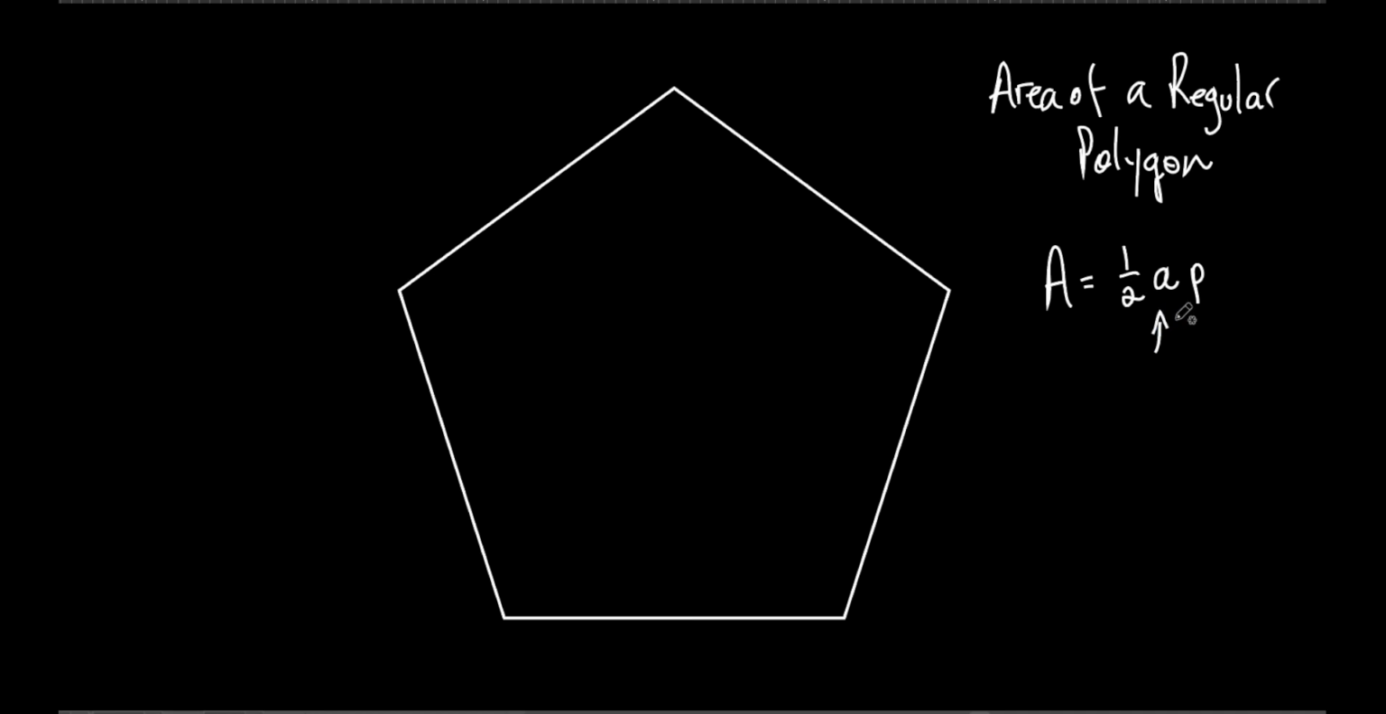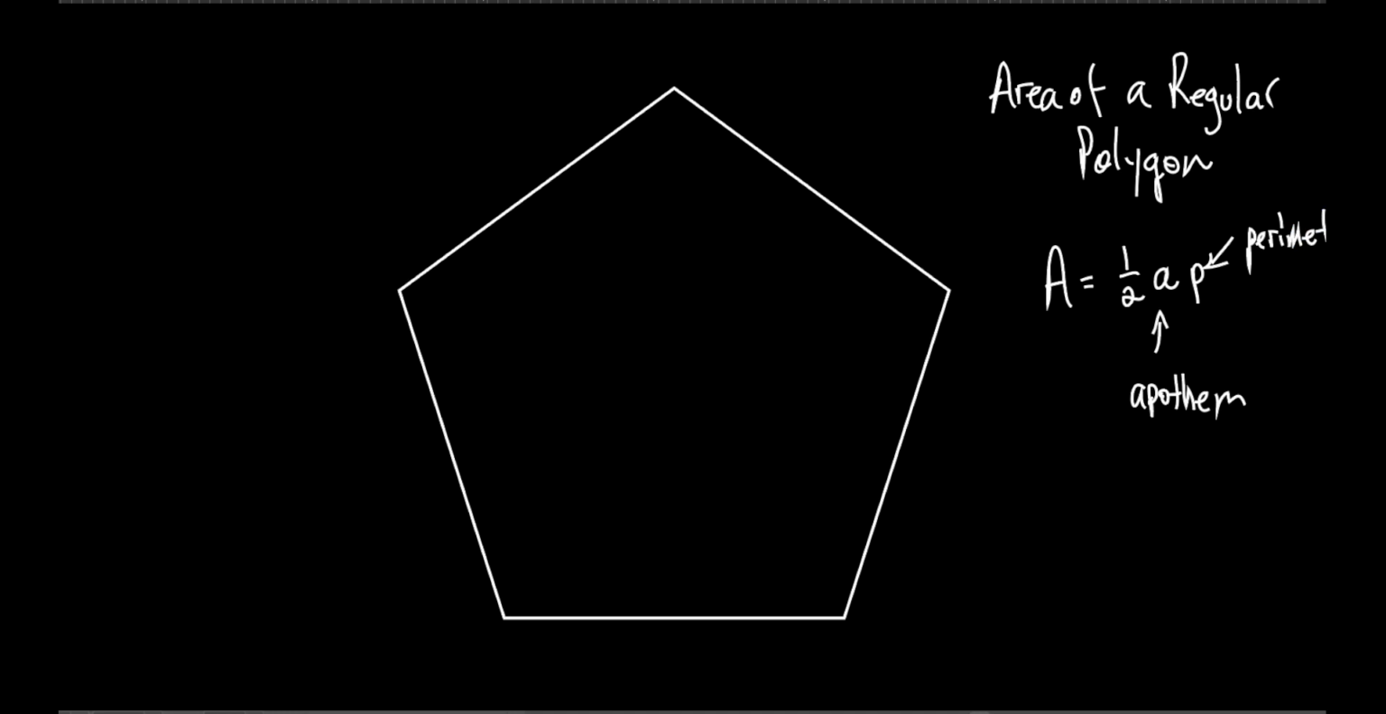So if you need to, write it down. That means the apothem. And again, what is the apothem? The apothem starts at the center. It goes perpendicular to one of the sides. That's the apothem. This P right here stands for perimeter.